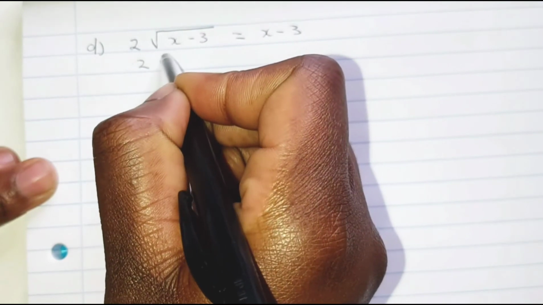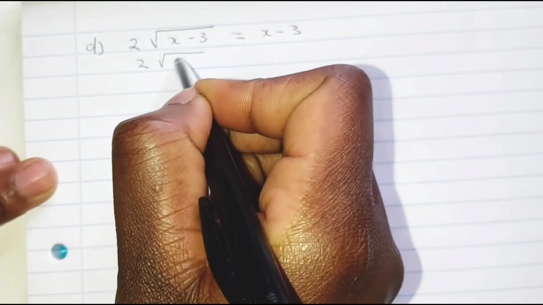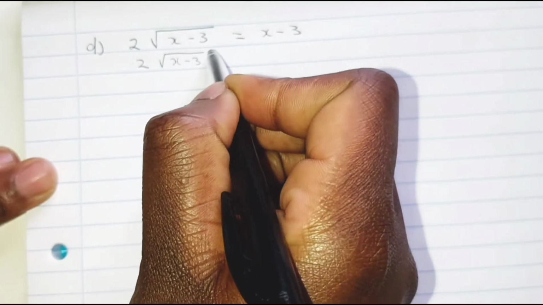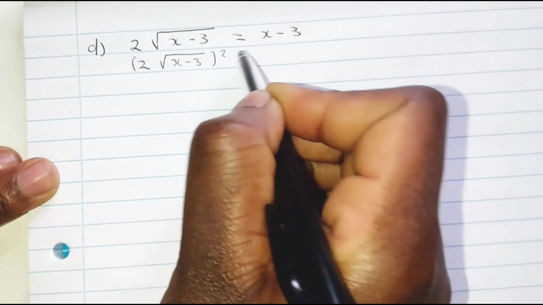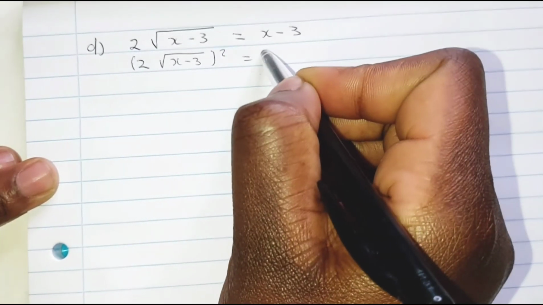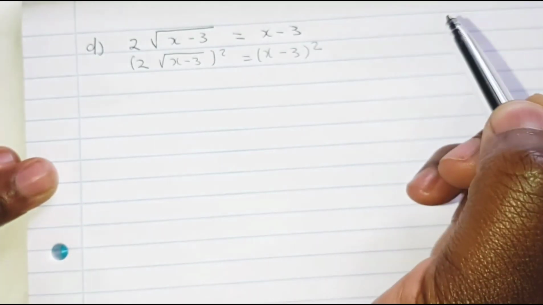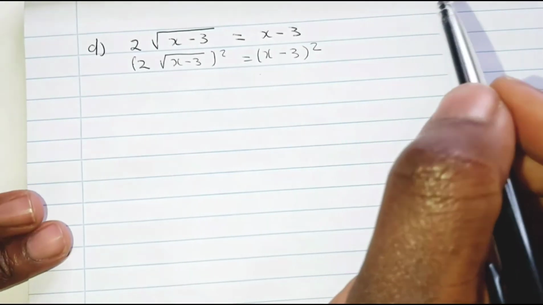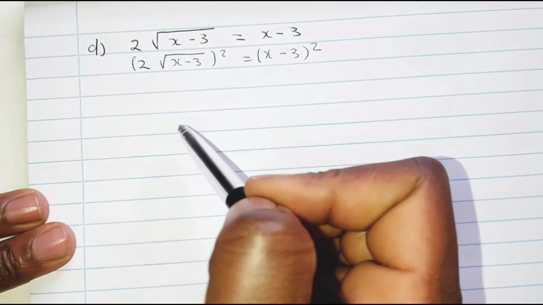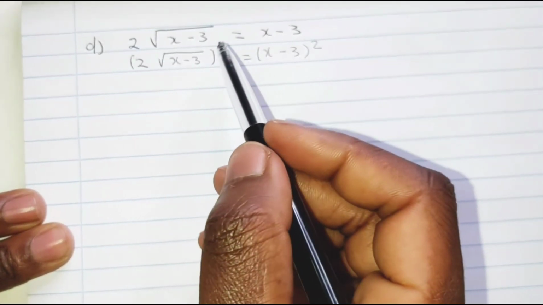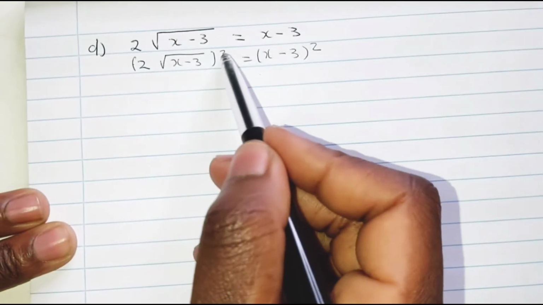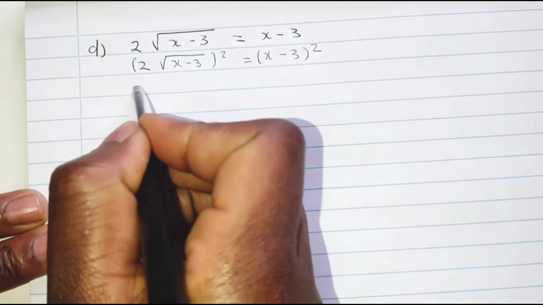It's going to be 2 times the square root of x minus 3, right? So we are squaring both sides, as well as the side x minus 3. You're going to square this side, right? So because now we have squared this side, it's going to be 2 to the exponent 2. It gives us 4, right?